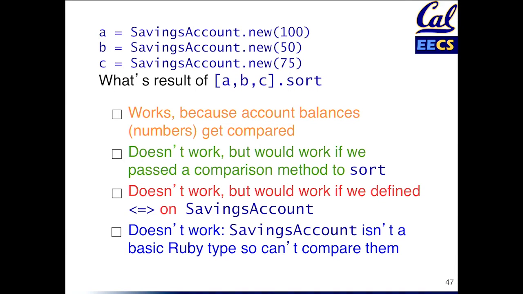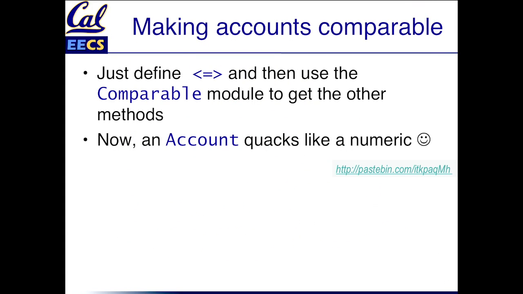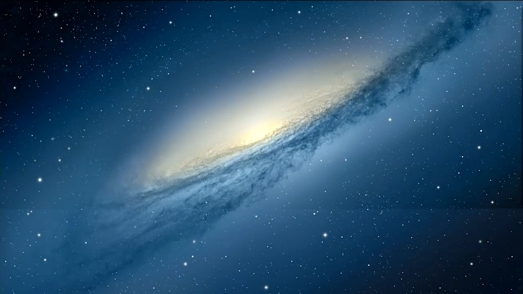So the correct answer is if we define the spaceship operator for savings accounts, and by the way, how would we define it? Well, an easy way would just be to say, as in this example, here's a way to define comparison on bank accounts.